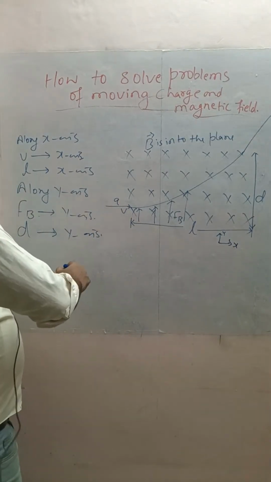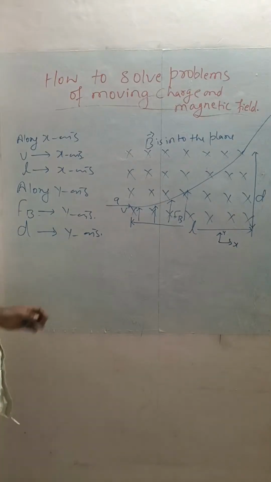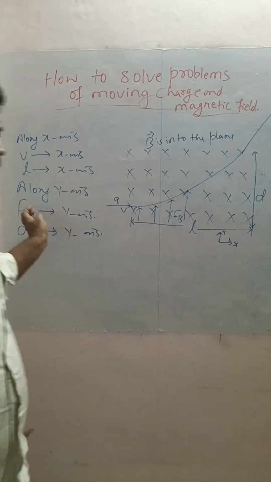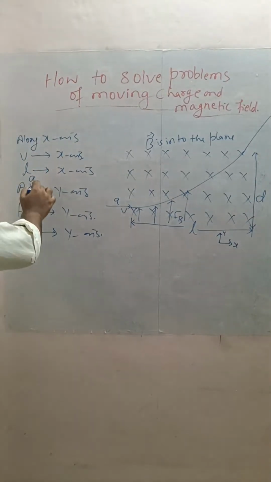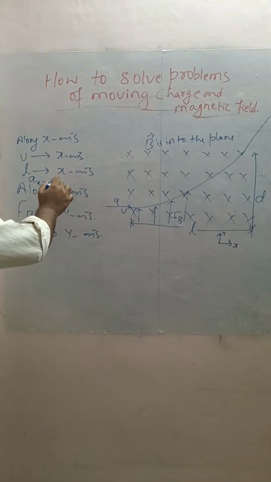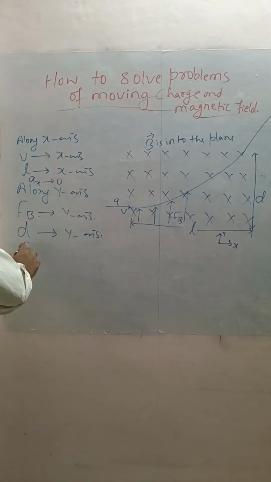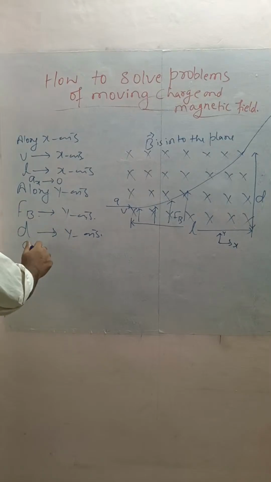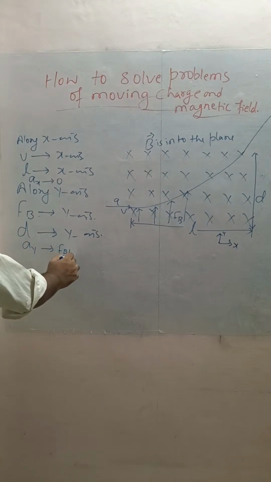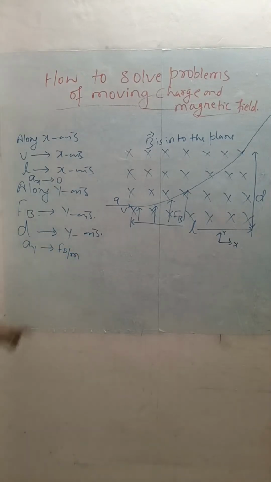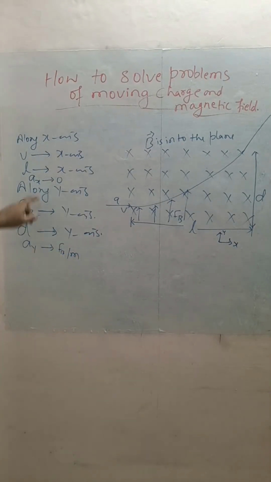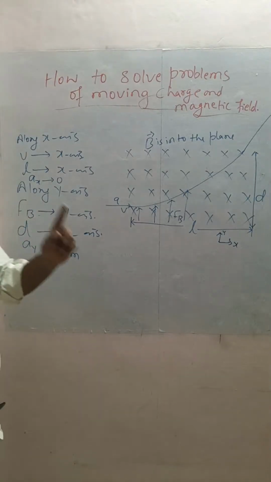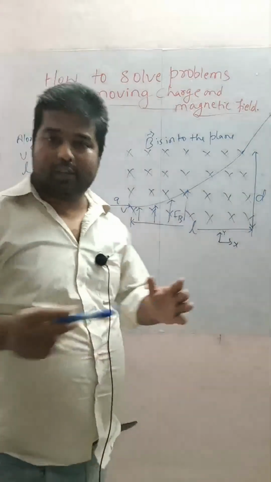See here. As we know, if there is no force in the x-axis, there is no force in this direction, right? There will be no acceleration in this direction. Then the value of acceleration is 0 here. And the force is along the y-axis, so the value of acceleration is something here: this force by mass, magnetic force by mass. Clear?